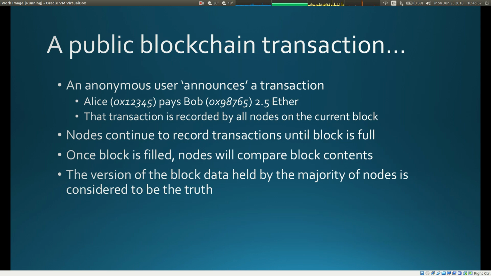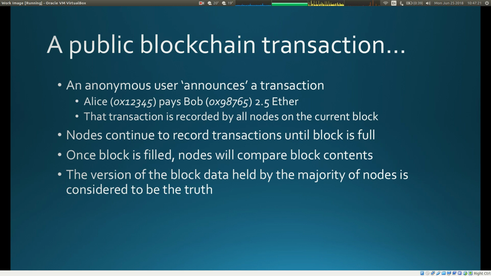So a transaction on a public blockchain like Ethereum is fairly simple. A transaction is announced. We might say that Alice wants to pay Bob some Ether. This transaction is then going to be recorded by all miners or nodes on the current version of the block that they're maintaining. These nodes are going to continue to record subsequent transactions until that block is full.